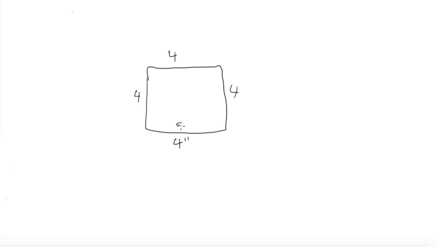And we just call it the side because it's not length and width. Length and width indicates that there's a difference. There's not a difference. They're all the same, so it's just a side. So the perimeter of this is equal to 4 plus 4 plus 4 plus 4, which equals what? 4 plus 4 is 8, plus 4 is 12, plus 4 is 16.